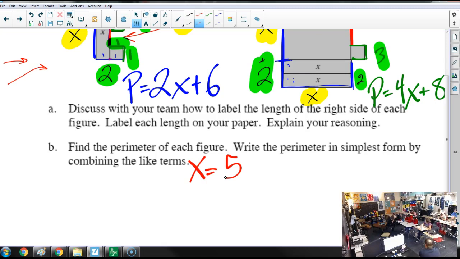X is 5 now. So anybody struggling? I am. No. For my blue perimeter. Let's go.